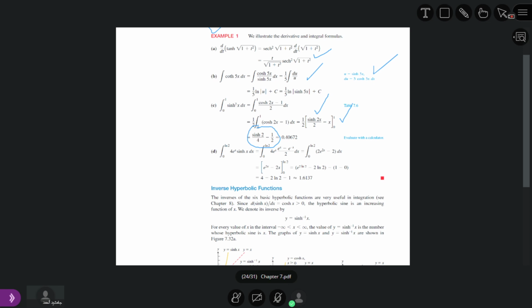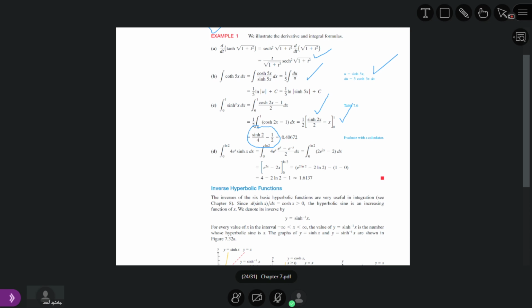Yes, sinh 2. No need. If you do not find it, no problem. You can leave it here: sinh 2 divided by 4 minus 1 over 2. It is enough. It is sufficient. It means if you do not have a calculator, no need. Sinh 2 divided by 4 minus 1 by 2 can be your answer.